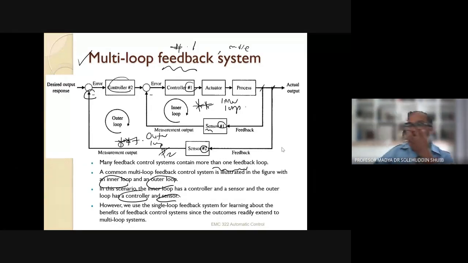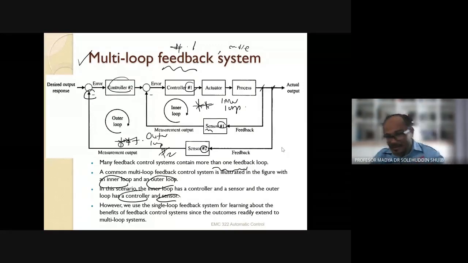All right, so our strategy for this class: first of all, we are going to look at the single loop feedback for learning purposes, about the benefit of the feedback control system, and later on we are going to extend to multi-loop systems.